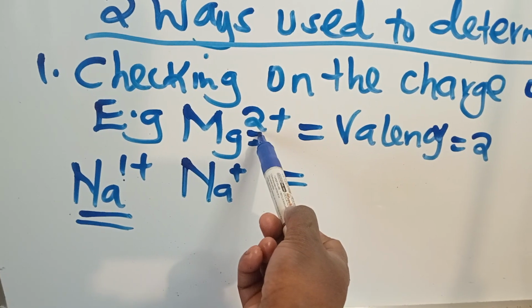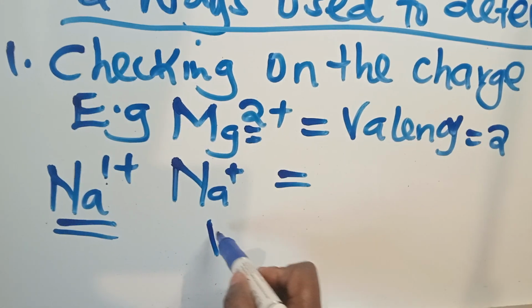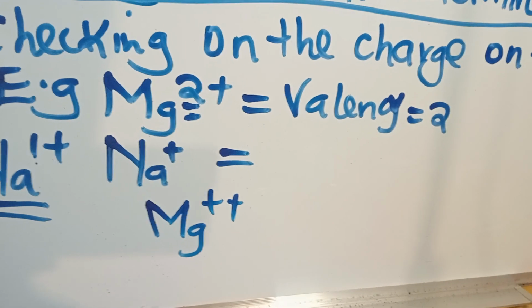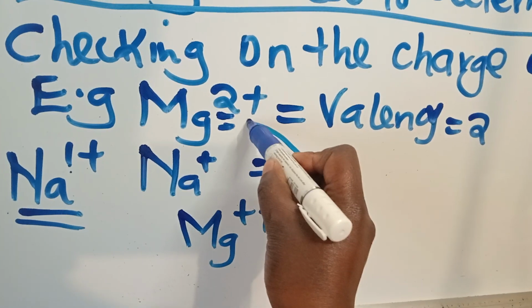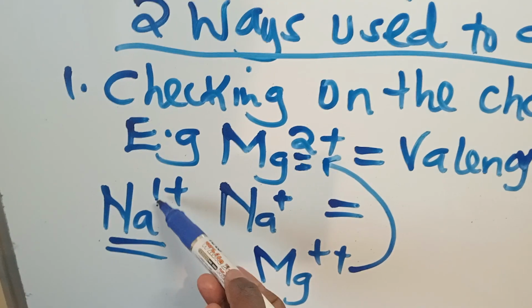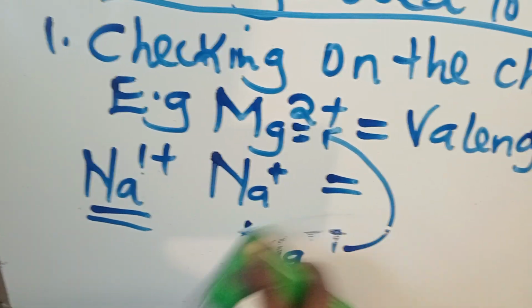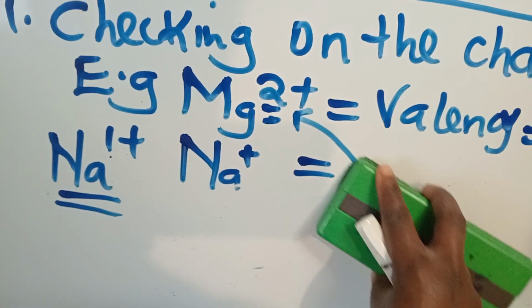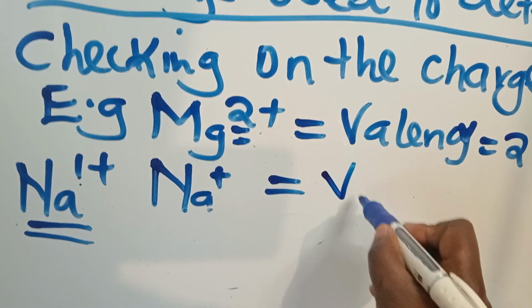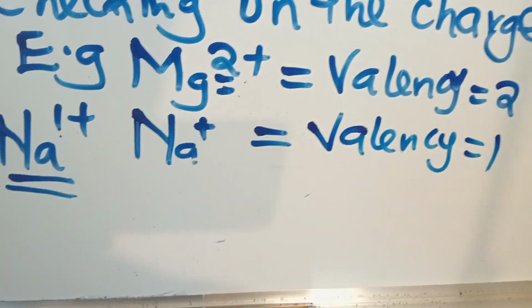Just like when you are dealing with magnesium, we had written Mg 2 positives, like that, but we ended up summarizing it as 2 positive. So the same with this one. So for sodium, let's go back to sodium. I hope you have understood how I have done it, sorry. So the valency here is 1.